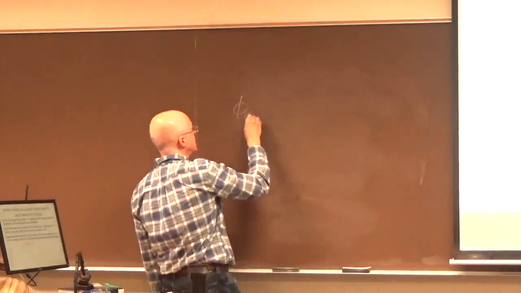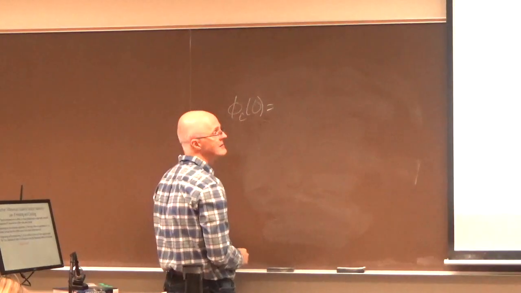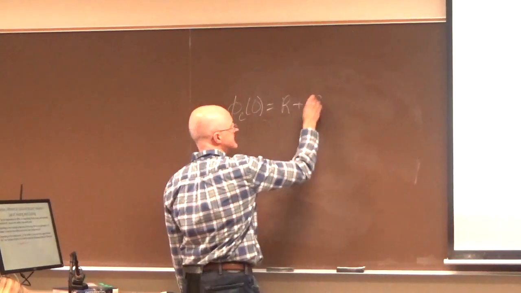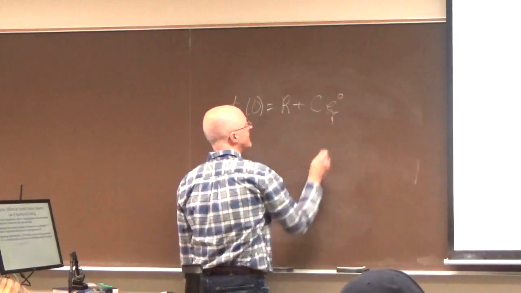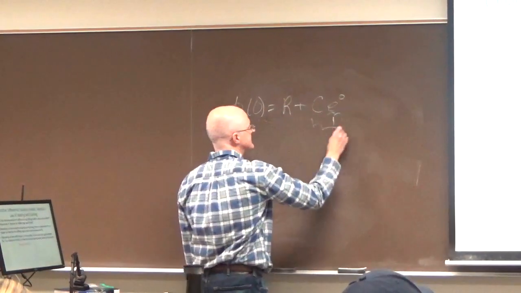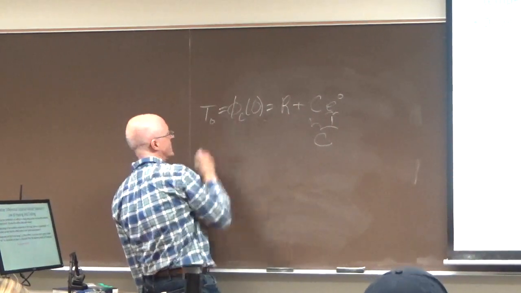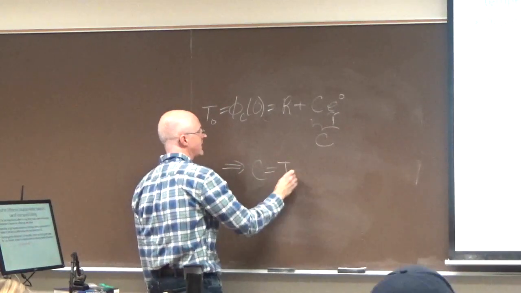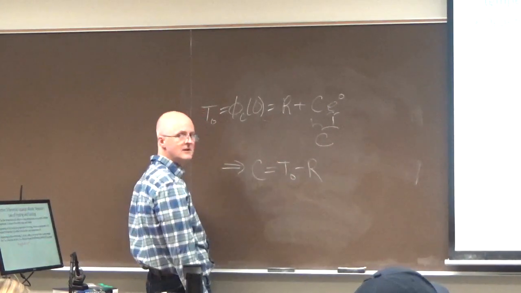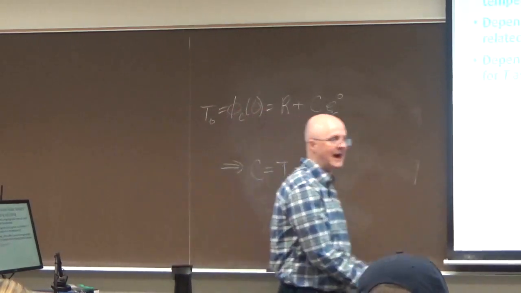Because I could plug in t equals 0, to get R plus C e to the 0. e to the 0 is 1. So this is just a C. This is the initial temperature. I can solve that for C. C actually is the initial temperature minus the room temperature. So I could replace C with that if I wanted to.